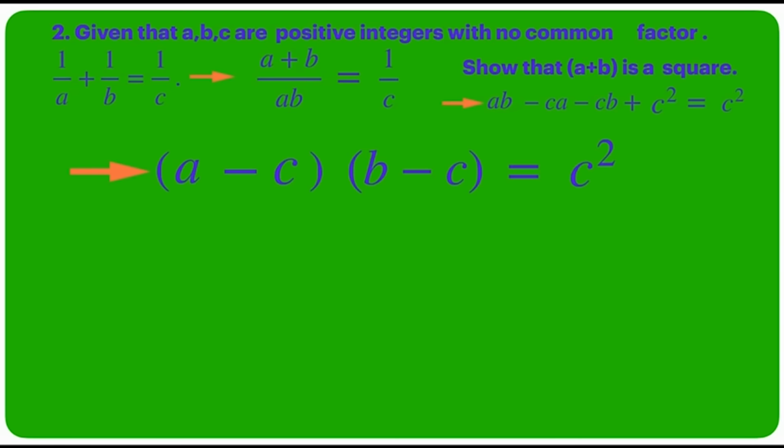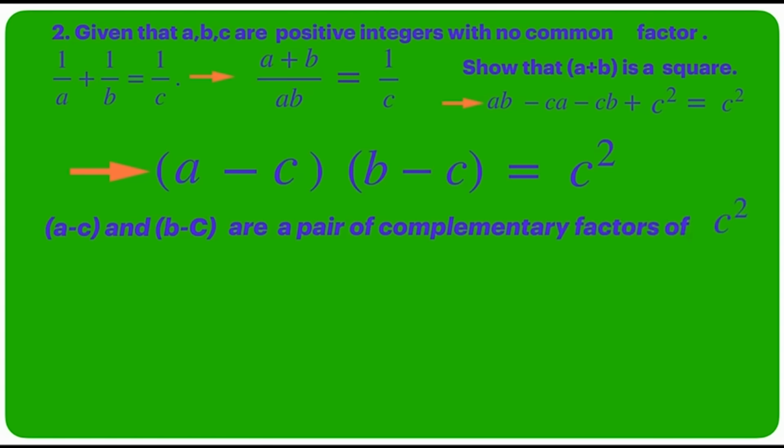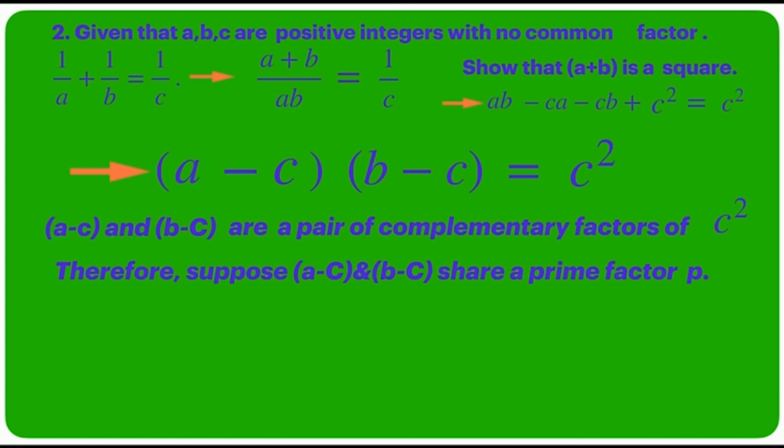So clearly it is understood that a - c and b - c will give a sharing factor, isn't it? And that is why a - c and b - c are a pair of complementary factors of c². We know it, and therefore suppose a - c and b - c share a prime factor p. So for the two factors a - c and b - c, p² will be a divisor of c².